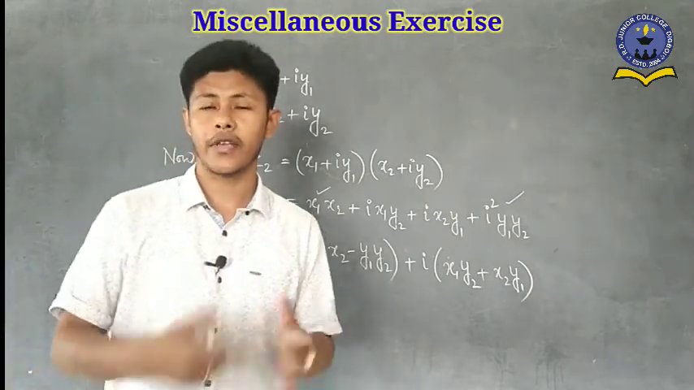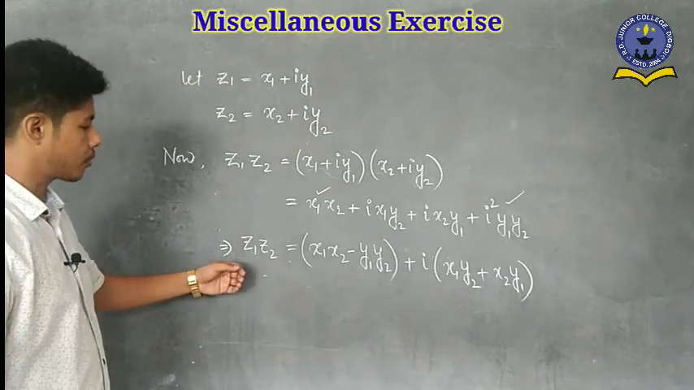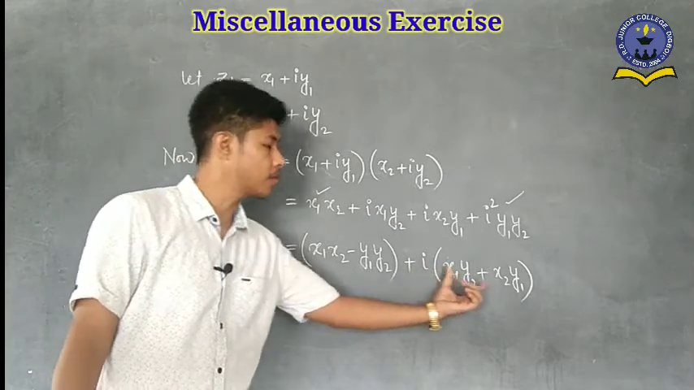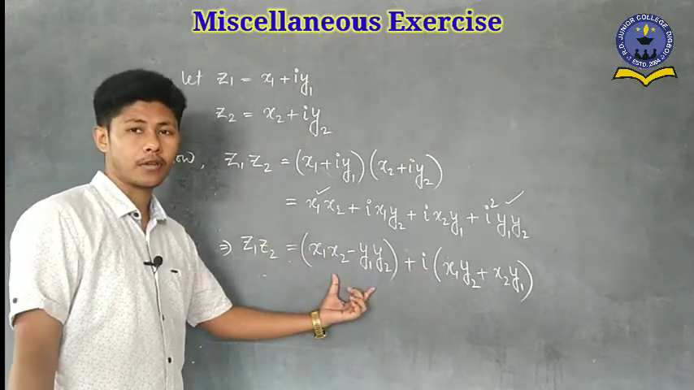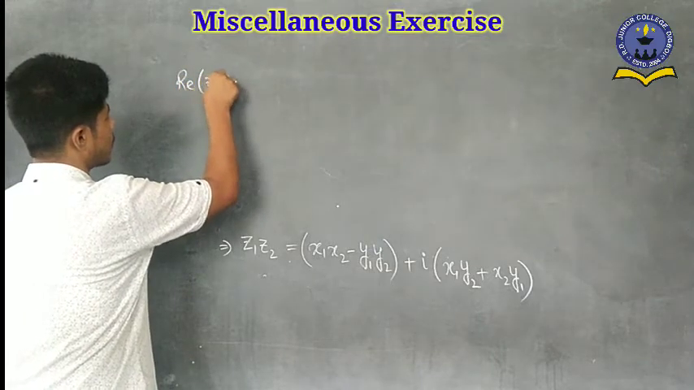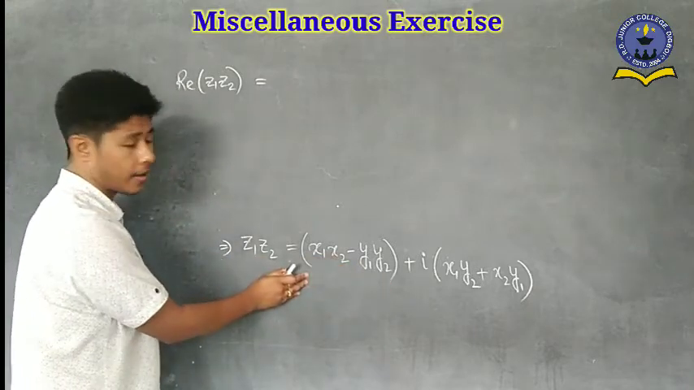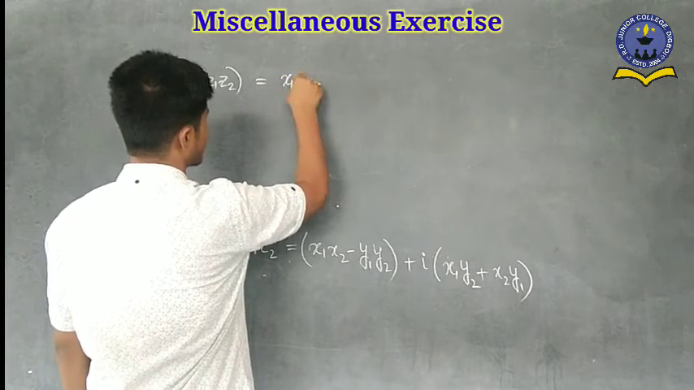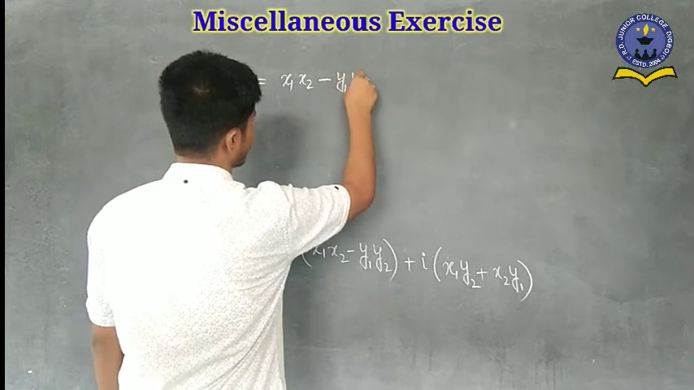So now after writing this result, according to our question, we need the real part of z1 z2, isn't it? This one is the real part of z1 z2, and this one is the imaginary part of z1 z2. So we need the real part of z1 z2, which means this one is the real part, and this one is the imaginary part. So the real part is x1 x2 minus y1 y2.